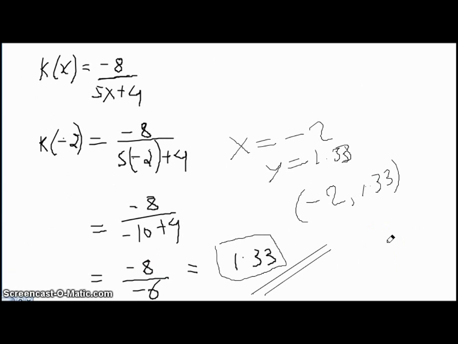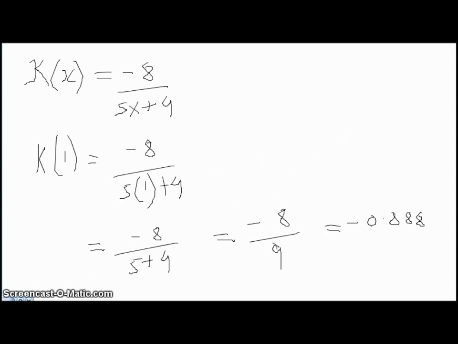Now we sub in values for x in our equation, negative 8 over 5x plus 4, so that we get some good points and a good sketch. For x equal to negative 2: negative 8 over 5 times negative 2 plus 4, negative 8 over negative 10 plus 4, negative 8 over negative 6, which is equal to 1.33. So our coordinates are negative 2 and 1.33.